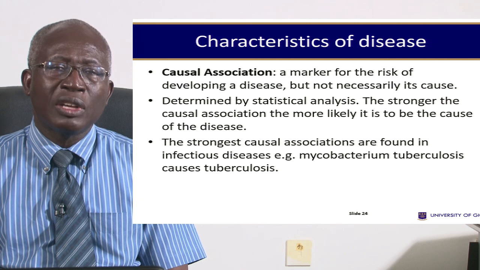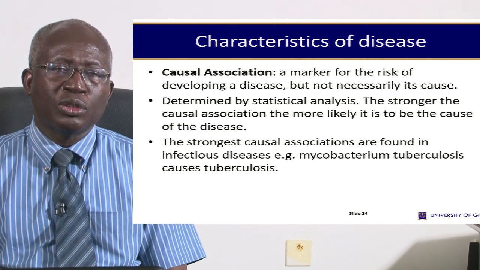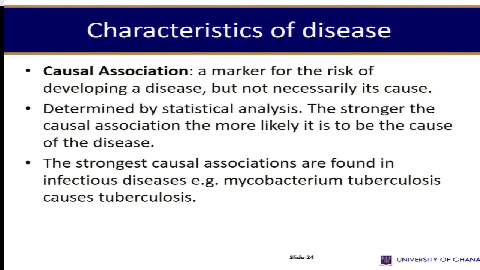The third factor that we want to consider is causal association. A marker for a risk of developing disease, but not necessarily the cause. This is determined by statistical analysis. And the stronger the causal association, the more likely the disease is caused by that particular factor. The strongest causal associations are found in infectious diseases. For instance, tuberculosis is caused by Mycobacterium tuberculosis. Now, before this is established, you will first notice a statistical association between tuberculosis and the organism Mycobacterium tuberculosis. And the stronger that is, the more likely the disease is caused by the organism.